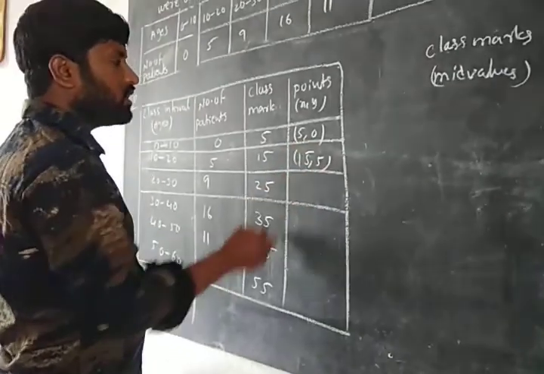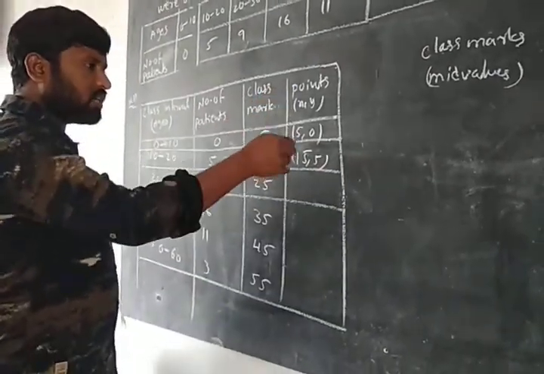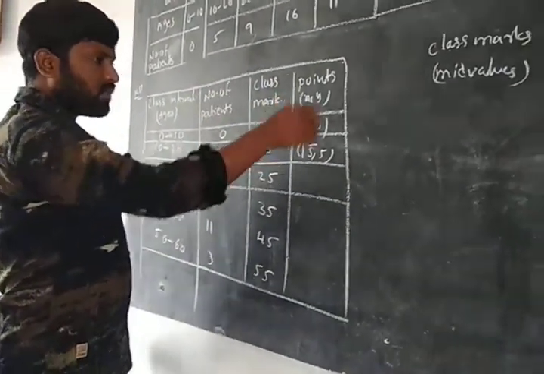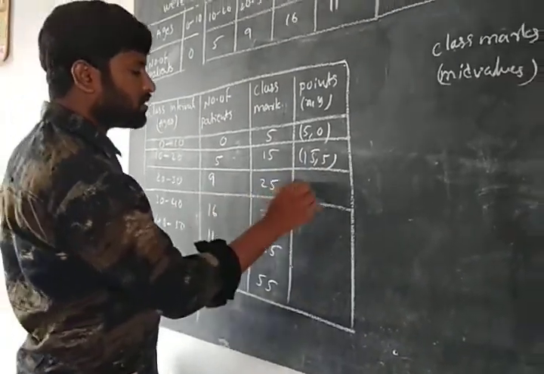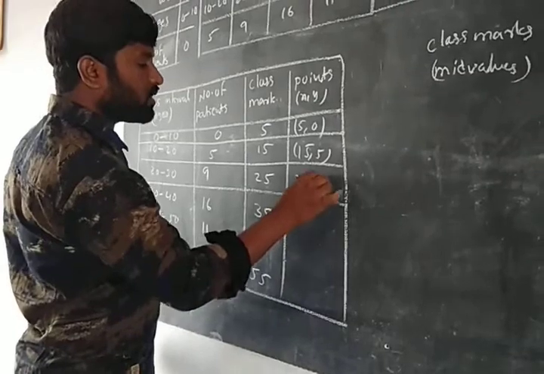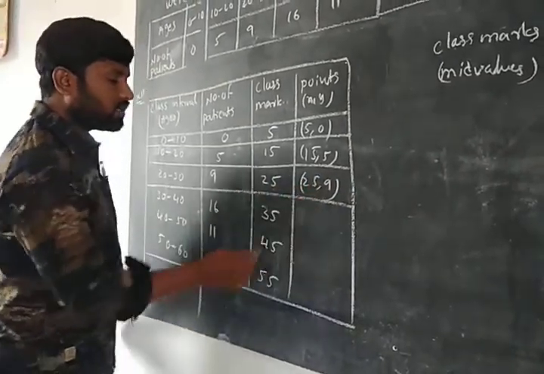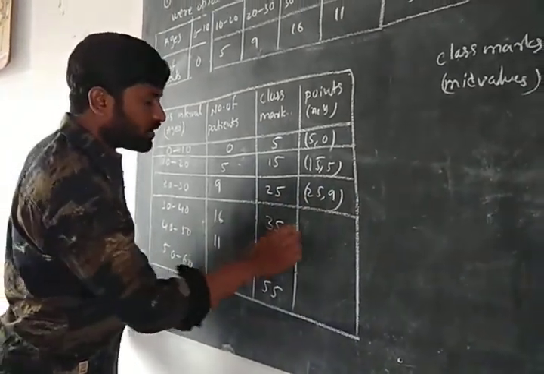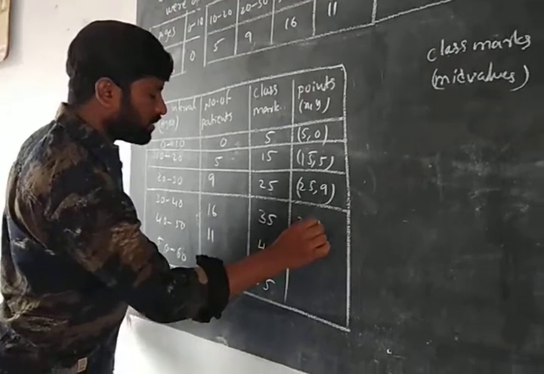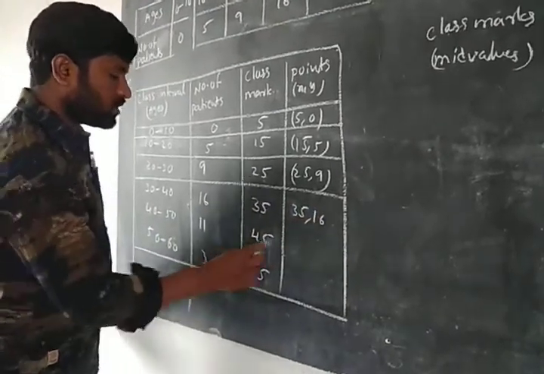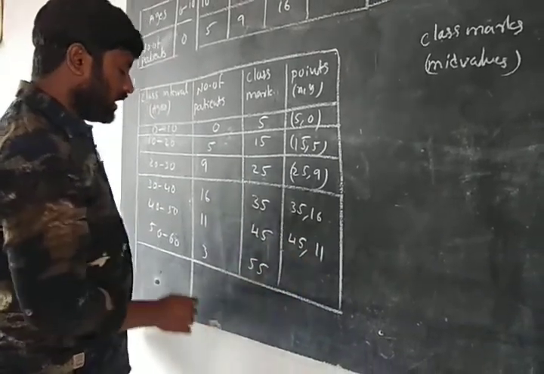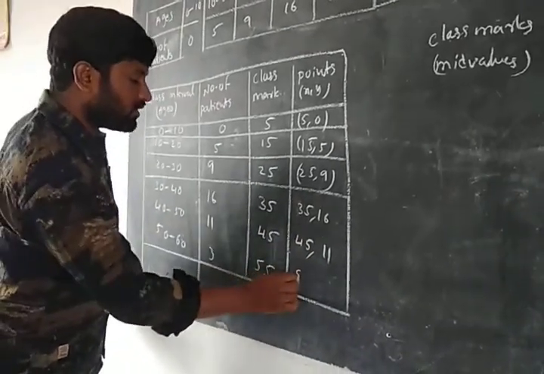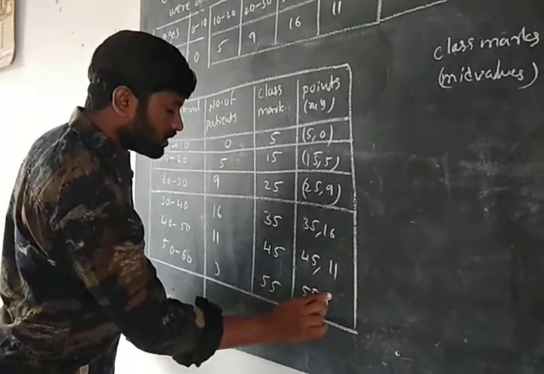Okay students, class marks are considered as x values, number of patients as y values. Then 25 comma 9, next this one 35 comma 16. Next this one 45 comma 11, and this one 55 comma 3.